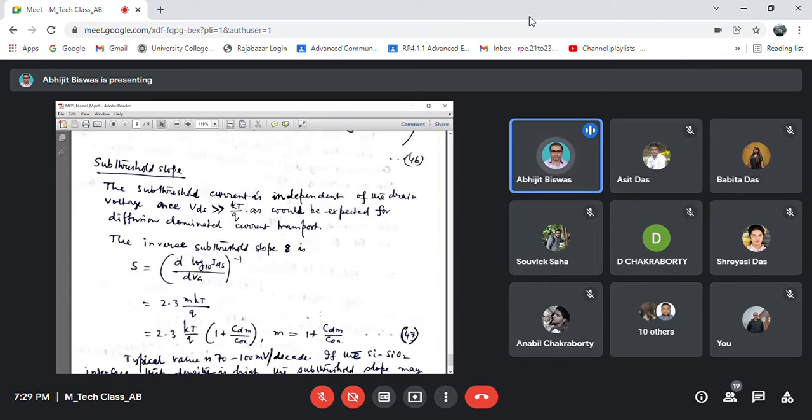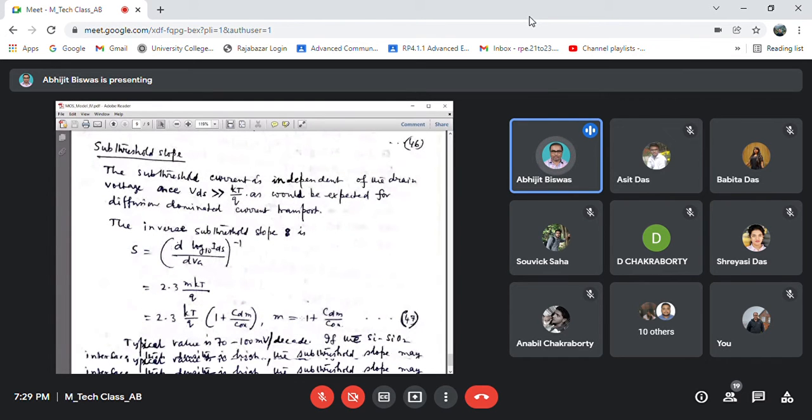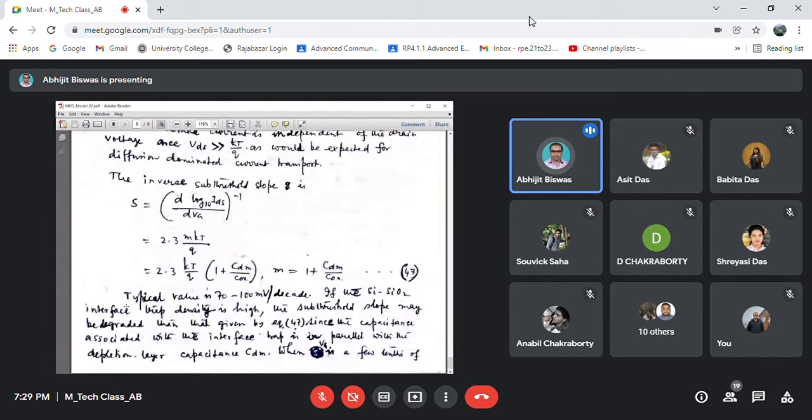So if we carry out some mathematical computations, it turns out to be 2.3 m kT/q, where m equals 1 plus CDM by COX. CDM is the depletion capacitance and COX is the oxide capacitance. So m equals 1 plus CDM divided by COX.